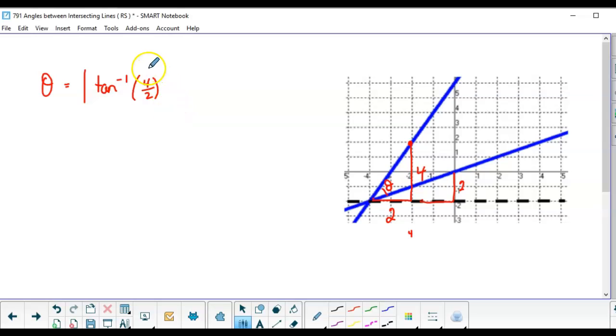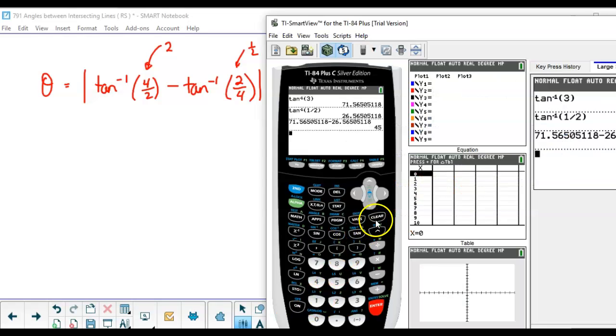So tan inverse of 4 over 2. You can reduce it, obviously that's 2, but your calculator doesn't care, so don't worry about it. Minus tan inverse of 2 over 4. Again, you could reduce that to 1/2. Now in your calculator, you could do this all together, even the absolute value, but I'm just going to do the inside part first. So second tan of 4 divided by 2, or you can do that in your head, minus second tan of 2 divided by 4, or reduce it to 1/2. And then it is already positive.